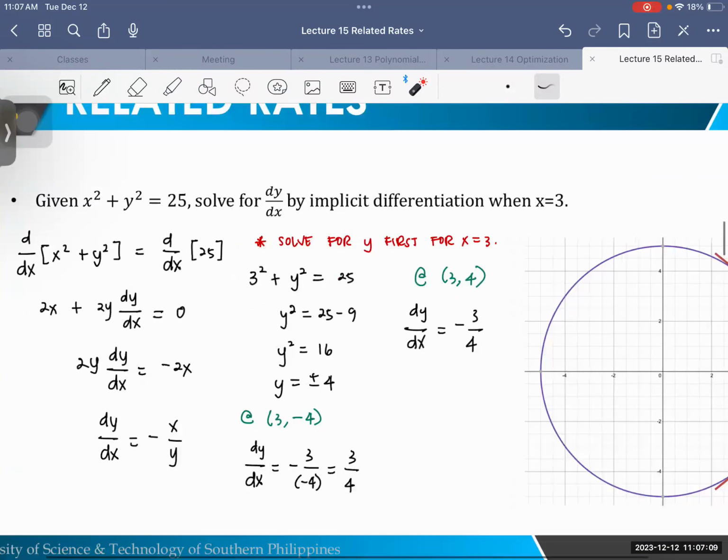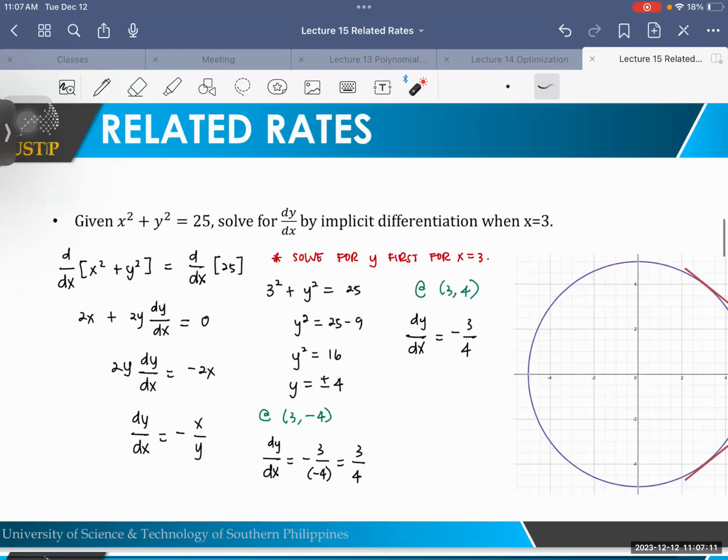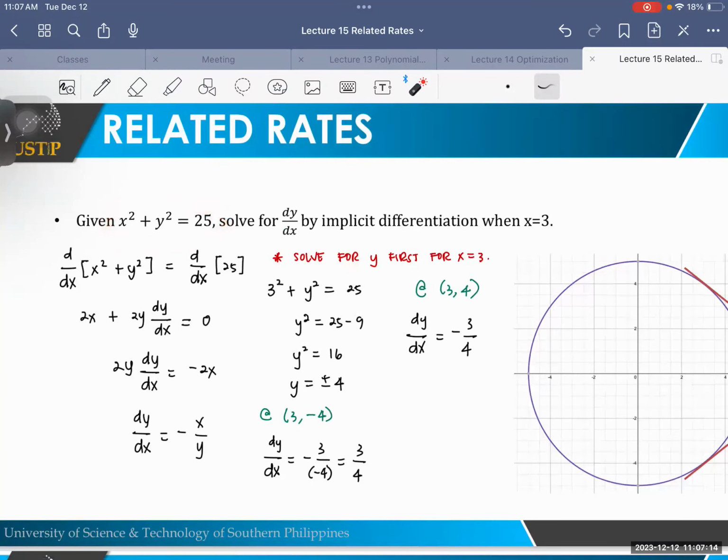Okay, so review taga may given class, this circle, no, with equation x squared plus y squared equals 25, we want to solve dy over dx by implicit differentiation when x is equal to 3. So ato sa pagkuha ng dy over dx, how do we get that? We use implicit differentiation. Okay, we differentiate both sides. That is 2x plus 2y dy over dx equal to 0. So simplifying everything, we get dy over dx is equal to negative x over y.